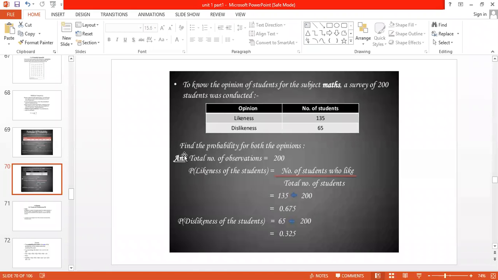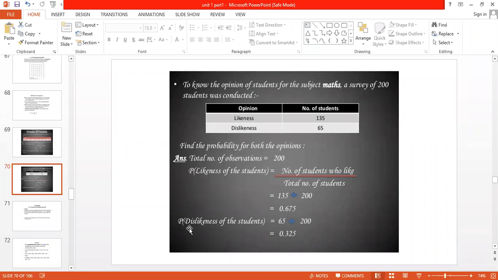There is one more experiment here. A survey is conducted among 200 students about the subject maths. Among the 200 students, the number who like maths is 135, and the number who dislike maths is 65. The probability of liking is the number of students who like the subject divided by the total number of students surveyed, so it is 135 divided by 200.